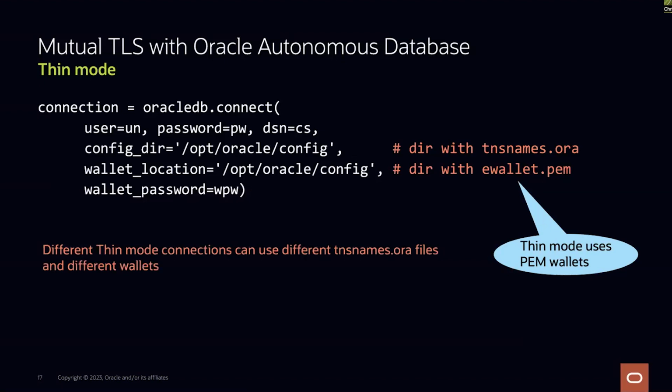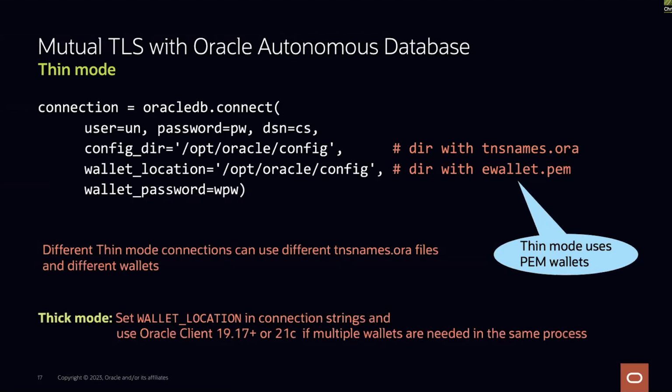With thin mode, you have the benefit that you can pass in different configuration directories every time you call connect. So if you want to connect to two different databases, you can have two separate directories with these configuration files in, and there's no problem. In thick mode, these parameters tend to go in sqlnet.ora files, so it gets a little more complex, but you can actually fiddle around with the connection strings if you do need to connect to multiple databases.